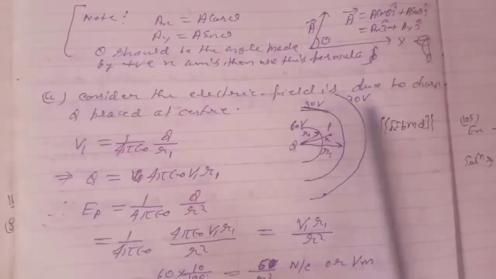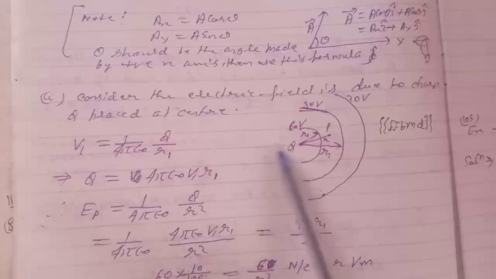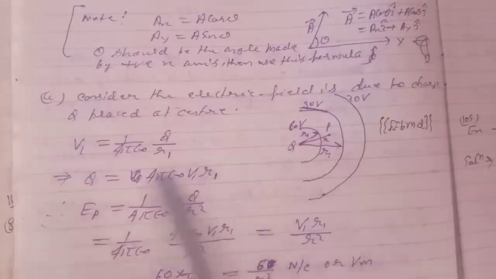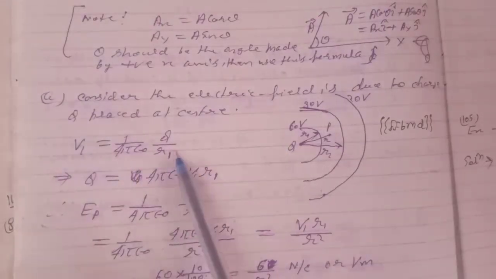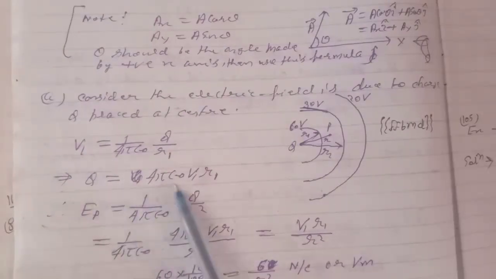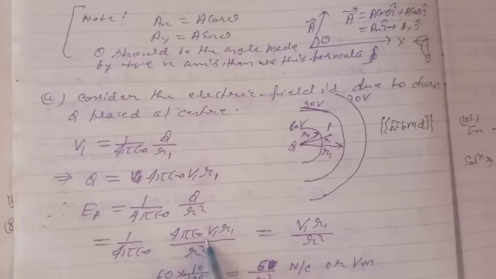Consider the electric field is due to the charge q placed at center. Then V1 will be 1 by 4 pi epsilon naught q by r1, or q equal to 4 pi epsilon naught V1 r1. Hence EP will be 1 by 4 pi epsilon naught q by r square, or 1 by 4 pi epsilon naught 4 pi epsilon naught V1 r1 by r square, or V1 r1 by r square. Solving we get 6 by r square Newton per Coulomb or volt meter.